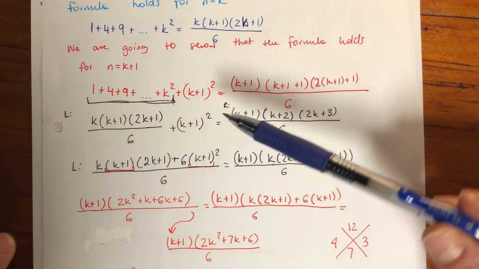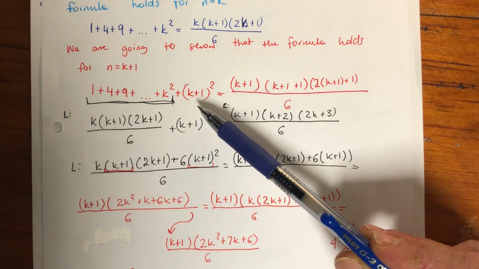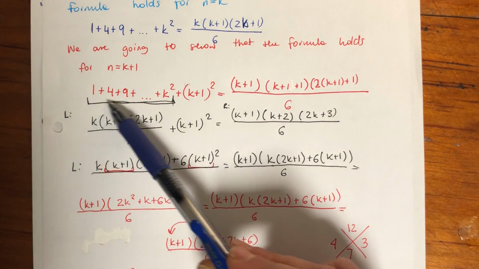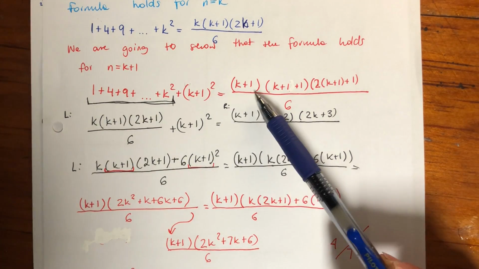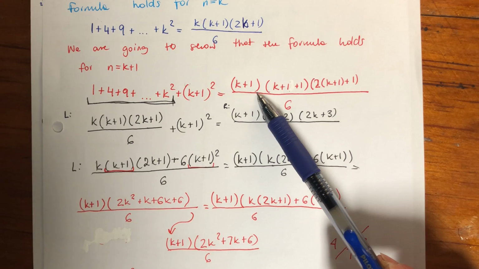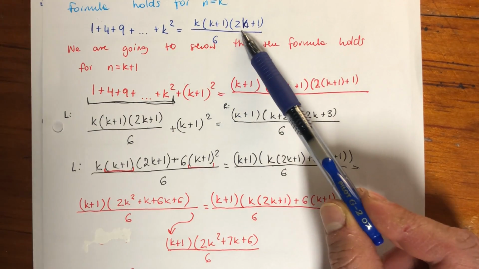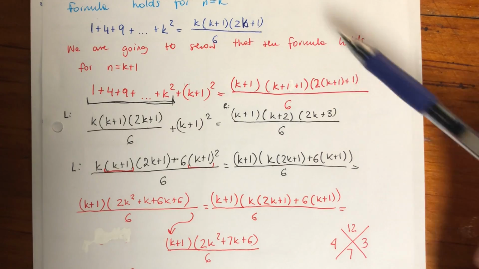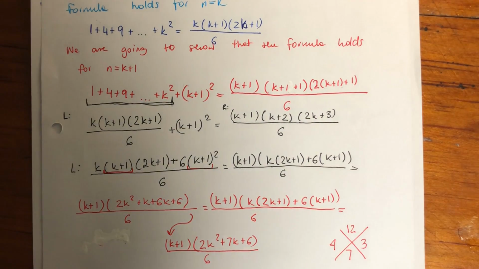So take a look. I plugged in the next term, which is k plus 1 on this side. So this is my original statement, and then I am adding the next term, and then on the right hand side I am replacing k with k plus 1 in every single place. All right, so take a look at the last parenthesis. It's important that k plus 1 is written in parentheses.